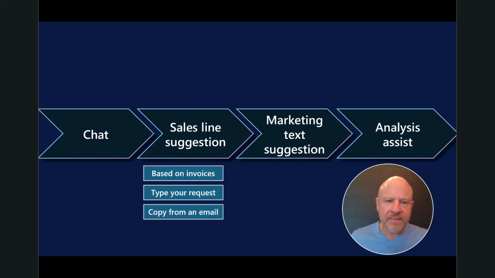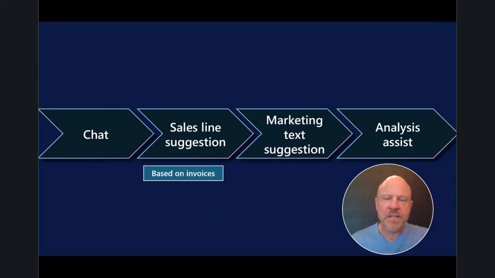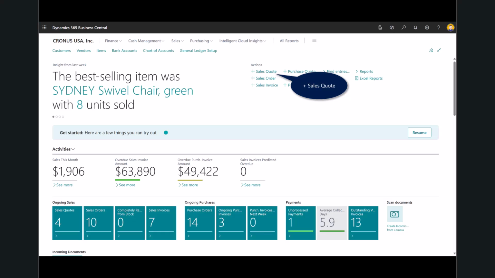So in this demo, there are three ways in which I'm going to demonstrate this for you so that you can go to your customers and prospects. The first one is I'm going to create a sales quote based on invoices. The second sales quote, I will just type in my request in Copilot. And the third, I'm going to copy an email I got from a prospect. So let's take a look at the first scenario, and that's based on invoices.